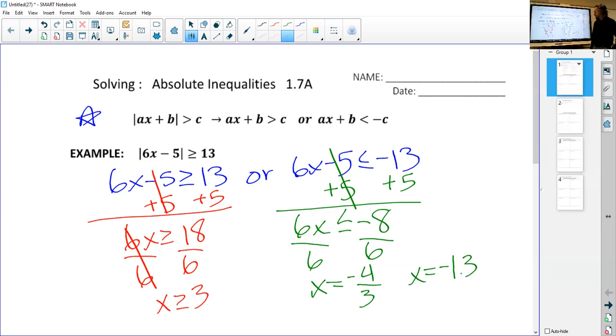Okay. Oh, shoot. I kept putting an equal sign. Hopefully someone is yelling at their screen right now. This is less than or equal to. Not bad, not bad. We'll edit it in post.